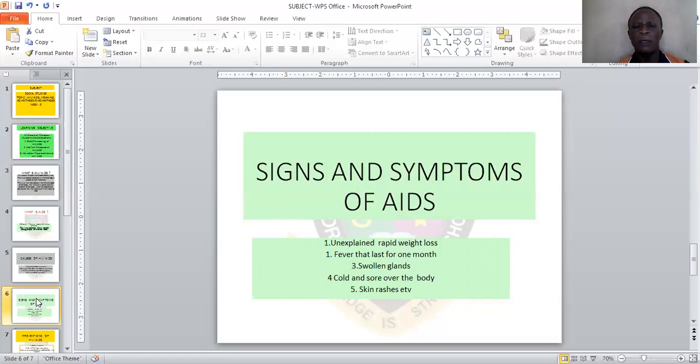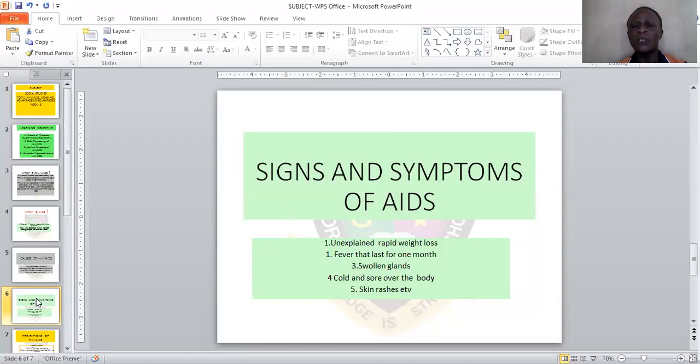One, unexplained rapid weight loss. If the person had a weight before, like 60 kilograms, like 70 kilograms, and the weight just comes down to 30 or 25, that is weight loss. And the person, they will know, what is happening to this person? Not that one alone. Fever that lasts for 1 month. There's nobody that will be sick of malaria for 1 month. If it lasts for 1 month or 2 months, it means that something is wrong with that person, and the person is being infected.